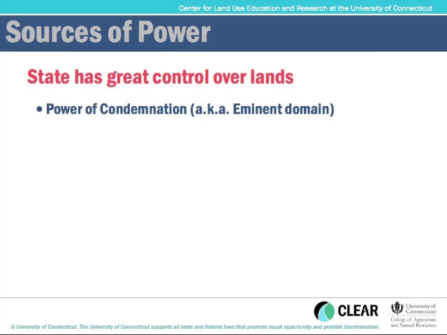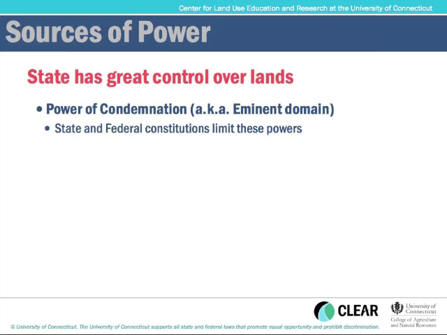One of those powers that the state has is the power of condemnation, also known as eminent domain, which you may well have heard of. This is the power of the state to actually take land and use it for a public purpose.